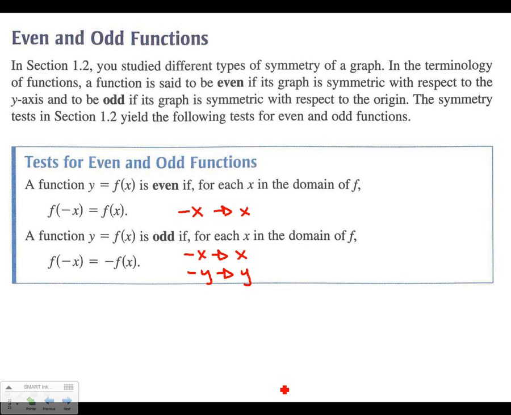We can do a single test to actually test for both of these things. If we just insert negative x into our function and see what we get as an answer, we can see if things are even or odd. If we insert negative x in as our input for our function, if our result is the original value, our function is even. If our result is negative f of x, our function is odd.